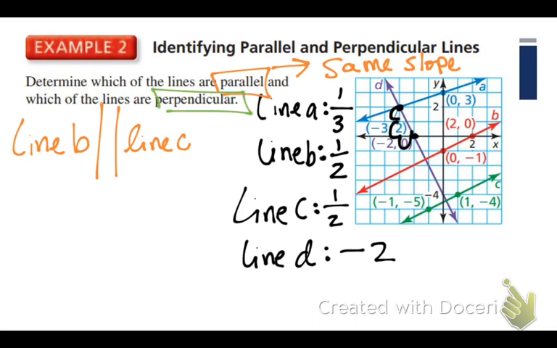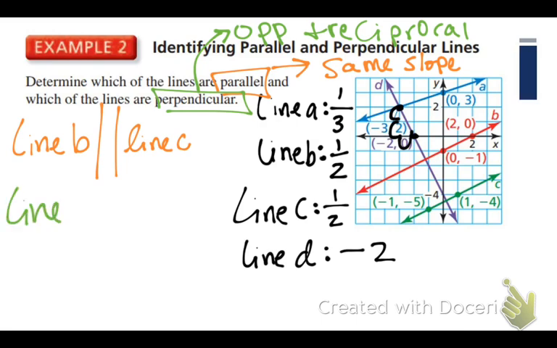Perpendicular, what will those slopes look like? They're going to be opposite and they're reciprocal. So what would be the opposite reciprocal of line A? 1/3. What's the opposite reciprocal of 1/3? -3. Do we have that as an option? No? What's the opposite reciprocal of 1/2? -2. Do we have that? We do. So that means line B is perpendicular to line D.